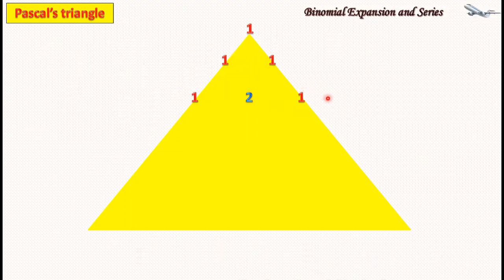For example, if you have to expand (a + b)^2, it's going to give you a squared, that is 1a^2, which corresponds to this 1, plus 2ab, this is the 2, this is the coefficient, then plus b squared. The Pascal's triangle gives you that. If you have to go to the power 3, let us look.